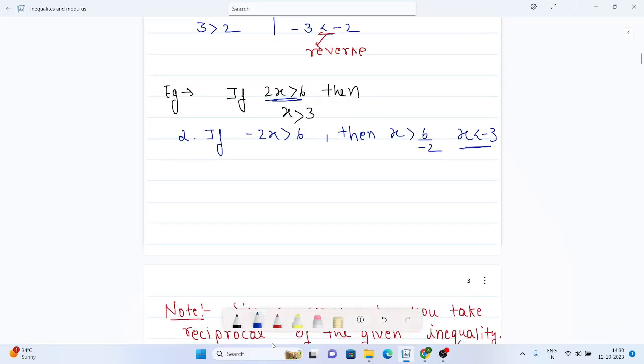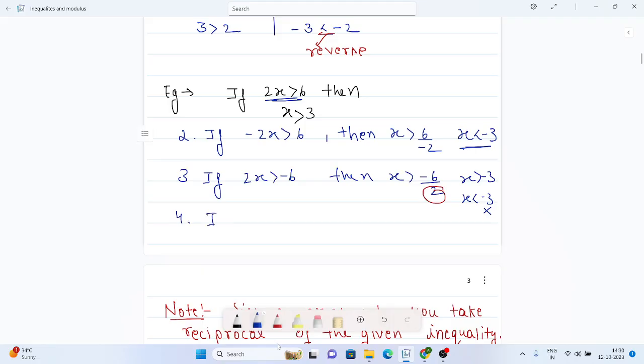So you remember that. Now the third one, if 2x is greater than minus 6, then x is minus 6 by 2, so x is greater than minus 3. Here the sign doesn't change. But some students write x is less than minus 3, which is totally wrong, because here in the inequality you didn't divide by a negative constant or multiply by a negative constant, you only divide by a positive constant, so the sign remains the same.